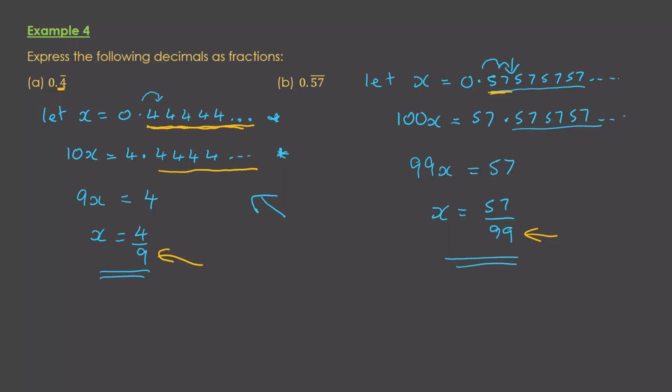Our expansion pattern was 2 digits long. 57 was repeated. And that's part of the shortcut. The number of 9s is the length of the expansion pattern. Then just look at the numerators. It was 4 that recurred, it's 4 in the numerator. It was 57 that recurred, it's 57 in the numerator.